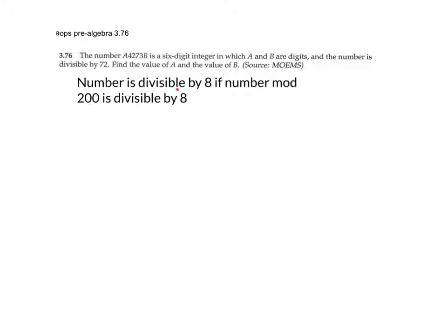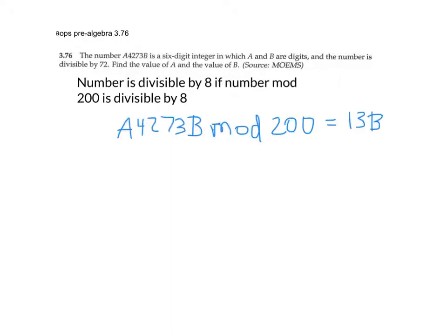Okay, the number must be divisible by 8. And that's true if you take the number mod 200 and it's divisible by 8. Well, if we take this huge number and divide by 200, what's the remainder? The thousands divide evenly, 10,000s, 100,000s. So you just have to worry about the last 3 digits.